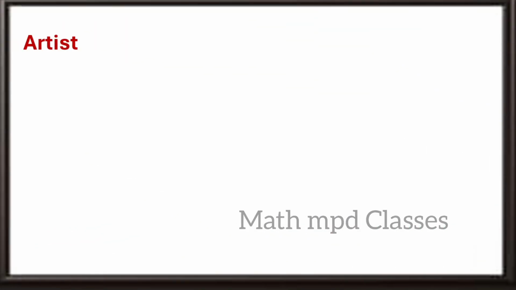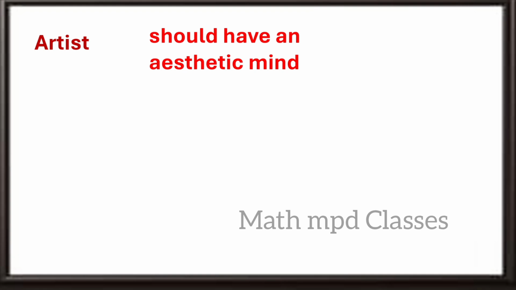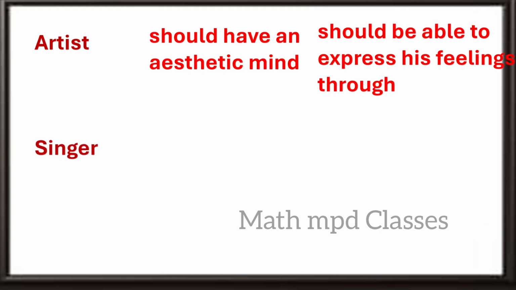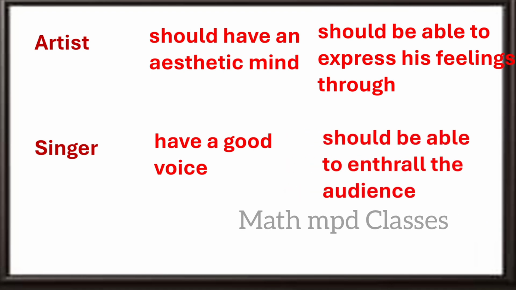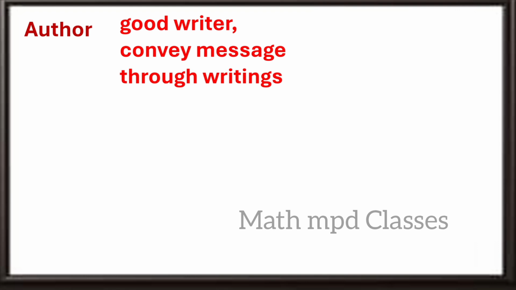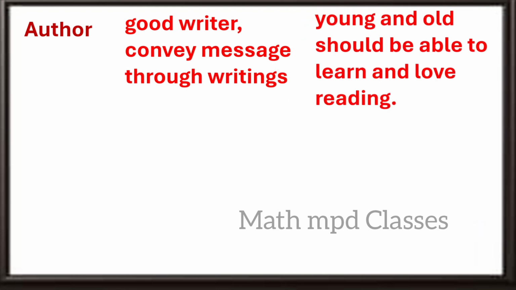Next occupation is artist, and his quality is he should have an aesthetic mind. And reason is he should be able to express his feelings through art. Next occupation is singer, and quality is to have a good voice, and reason is to be able to entertain the audience. Next is author, and quality, good writer, to convey message through writing. And reason is young and old should be able to learn and love reading.